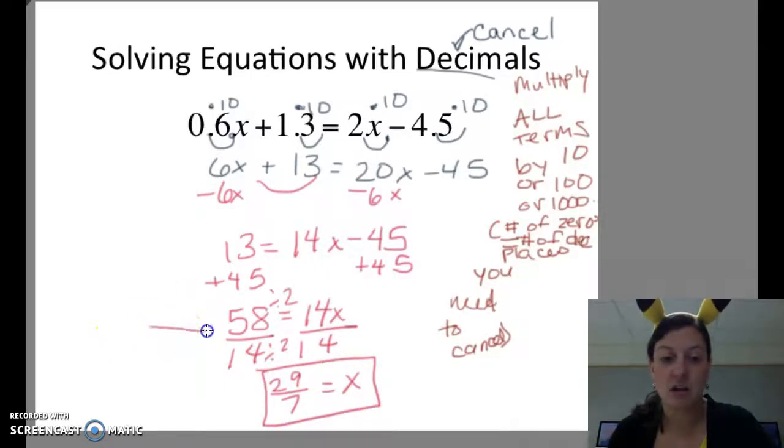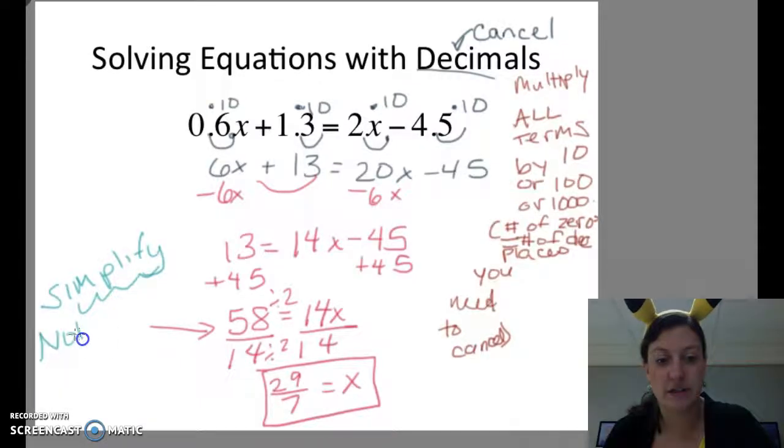So here, to highlight it, what I did is I simplified, not separated. Okay, so here's your little lesson about working with fractions and decimals when solving equations.